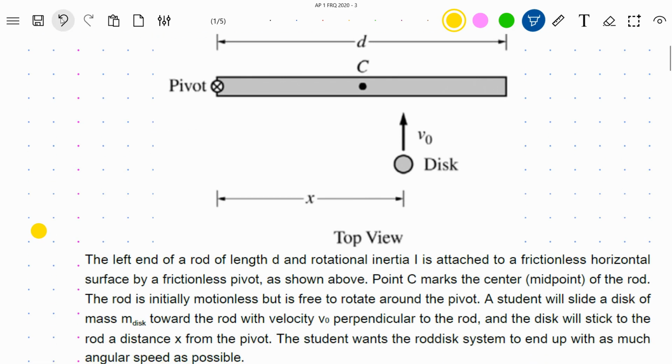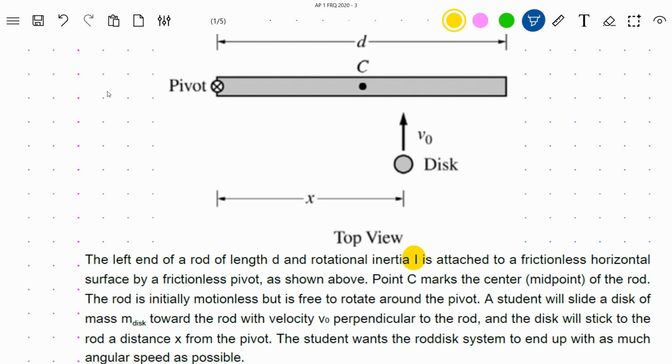So, let's see here. The left end of the rod of length d and rotational inertia I, we see those in the diagram, well, at least d is, so maybe I'll just remind myself that the rotational inertia is described as I here, and that is specifically for the rod. It's attached to a frictionless horizontal surface by a frictionless pivot as shown. So fully idealized as far as we're usually concerned.